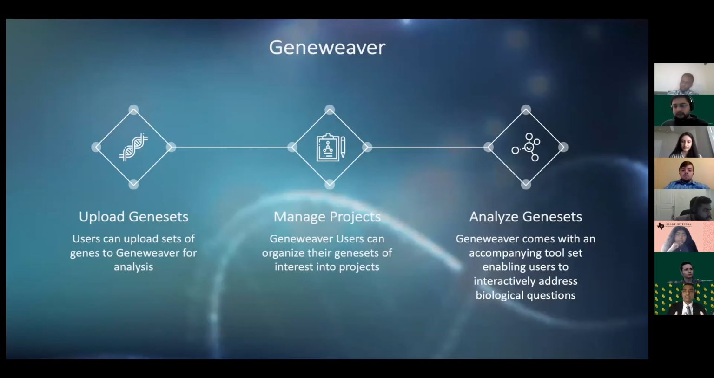Users can then take these gene sets and group them into what we call projects in GeneWeaver. And then finally, and perhaps most importantly, analyze these gene sets using the analysis tools present on GeneWeaver. Some examples are the Boolean algebra tool, the Jaccard similarity tool, and the tool that we use mainly for this work, which is the hierarchical similarity graph.